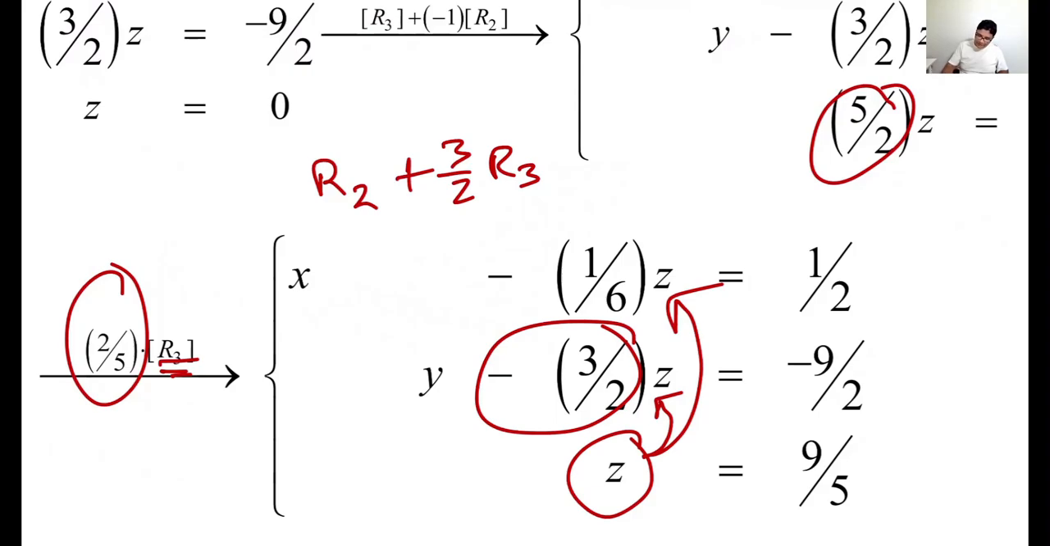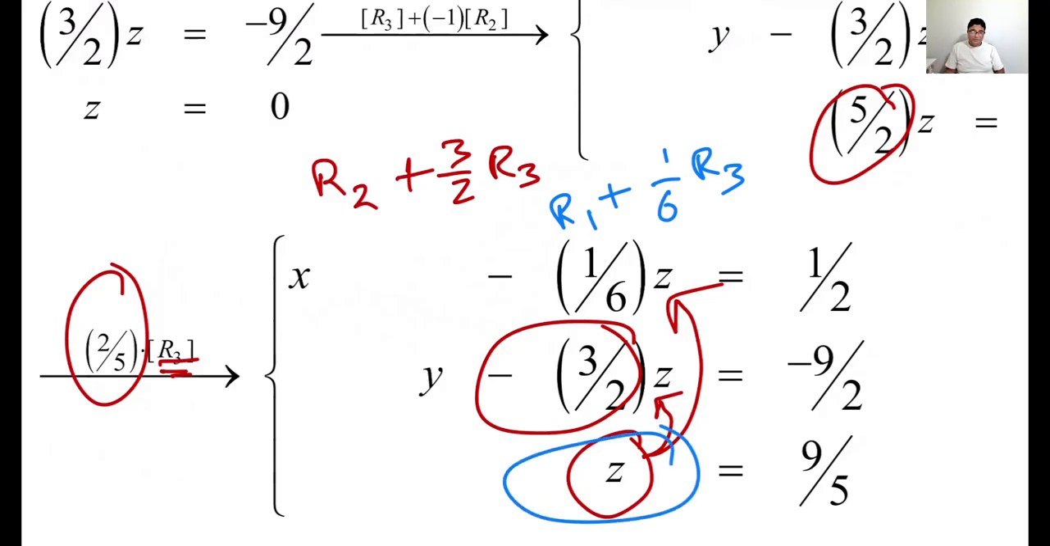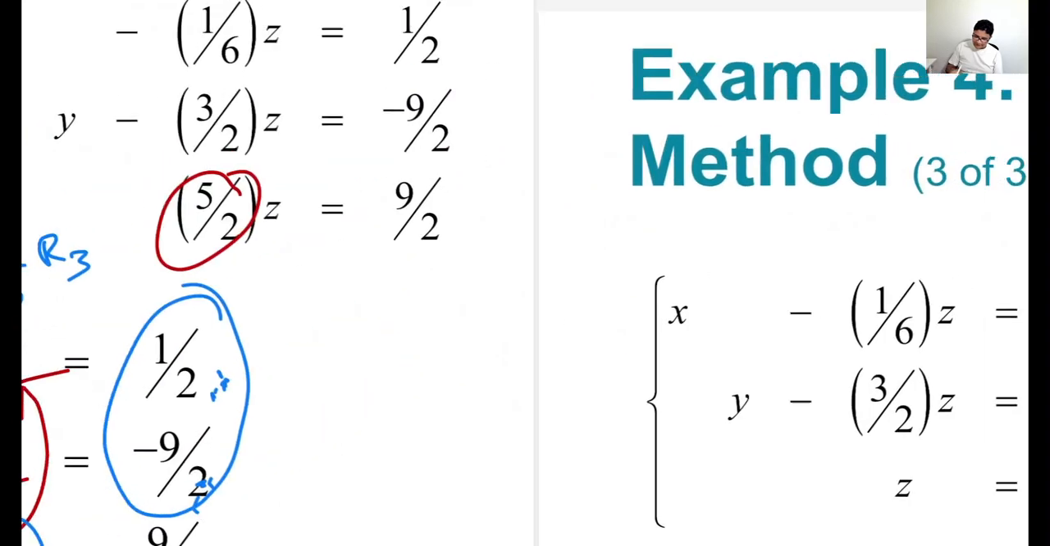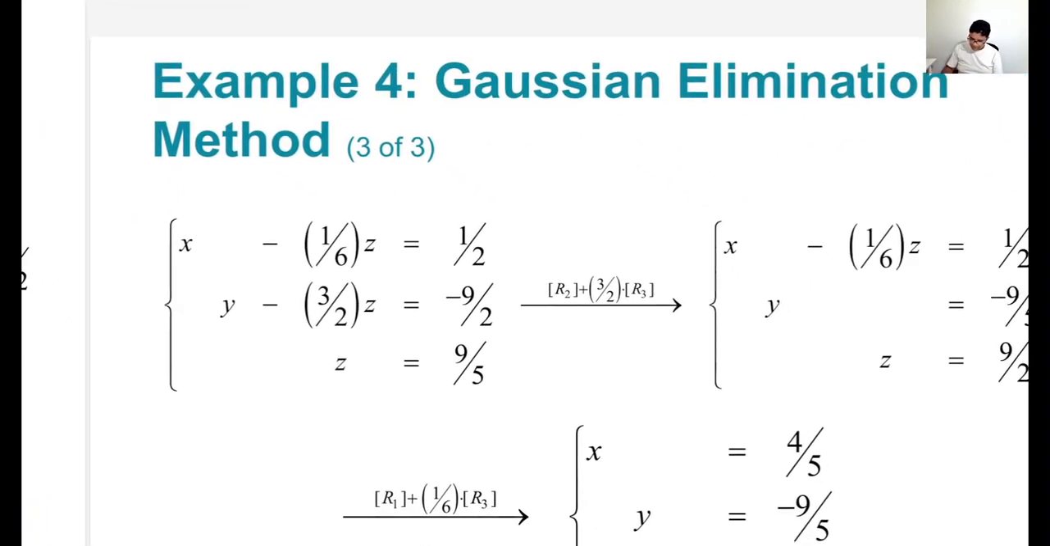Similarly, for R1, you could do R1 plus 1 over 6 R3. Because you have negative 1 over 6 there, you add plus 1 over 6 R3, and that will become 0. But when you do that, you will make sure that you do the same operation on the numbers also here. Okay, let's see it being done, and then I will get into other things.